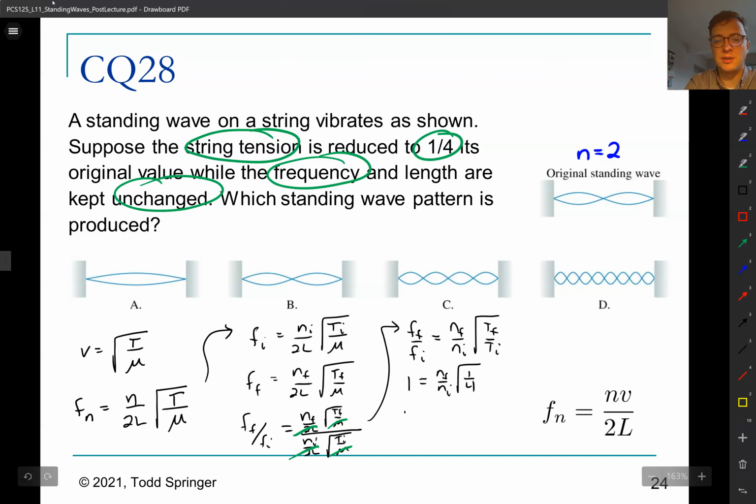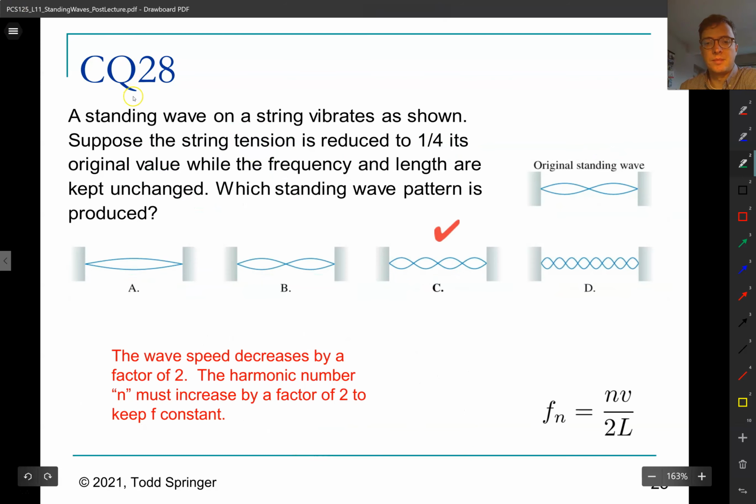So this I can solve for. I get N final is equal to 2 times N initial. And so if my initial standing wave was N equals 2, this one would be N equals 4. And so this would be the one which we will see. Okay, so the answer to that one is C.